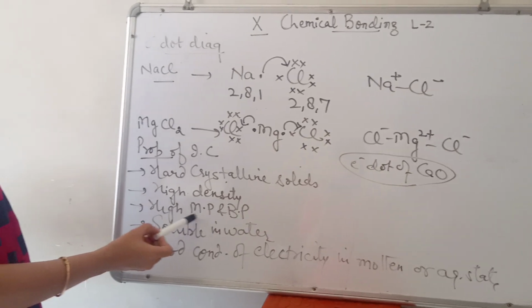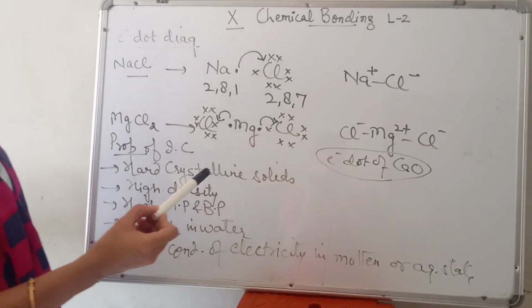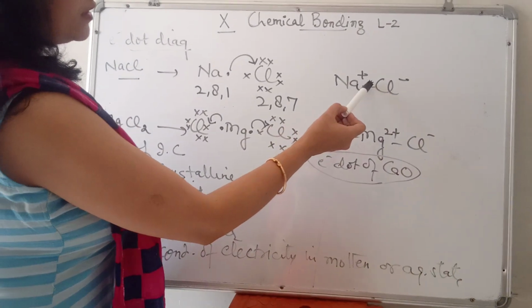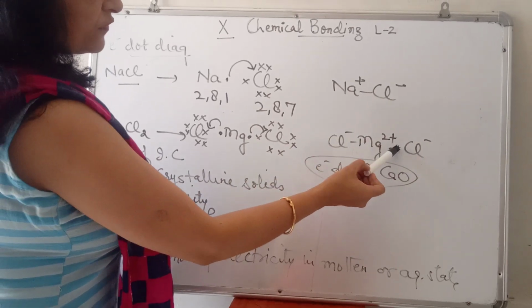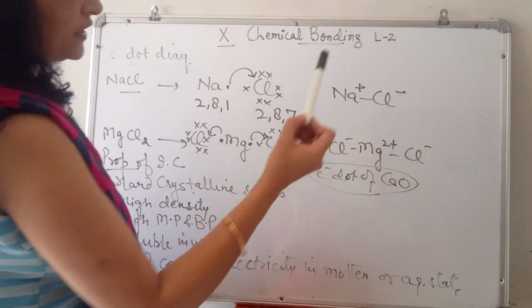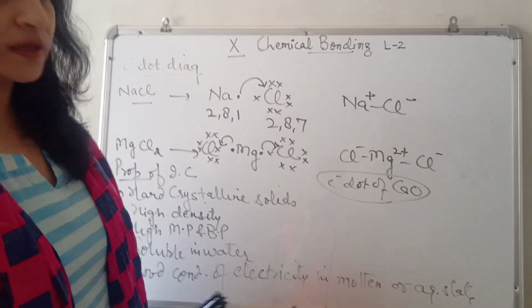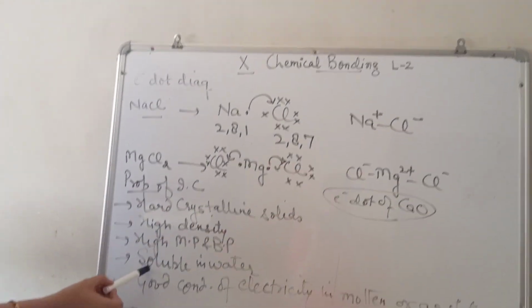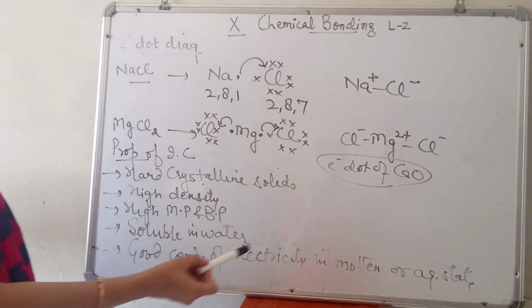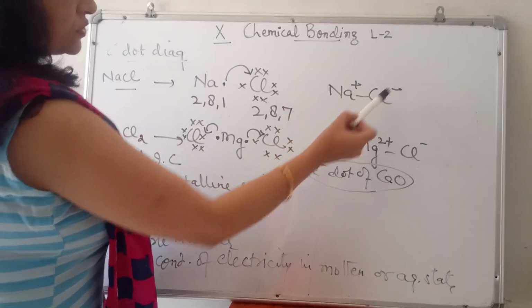These have high melting and boiling points, that is due to the fact that they are having strong electrostatic force of attraction between the cation and anion, so a large amount of energy is required to break the bond. Ionic compounds are soluble in water because they have a charge separation.